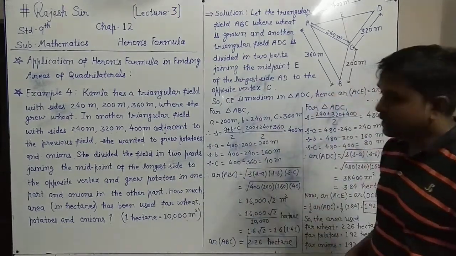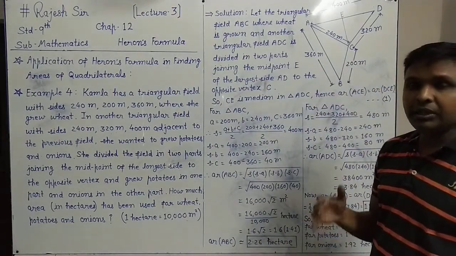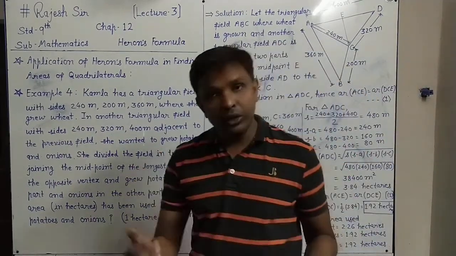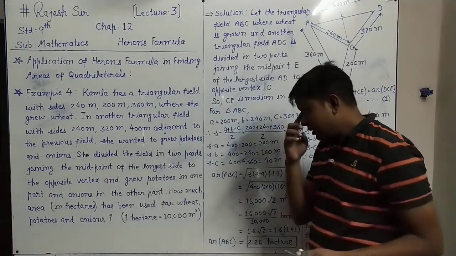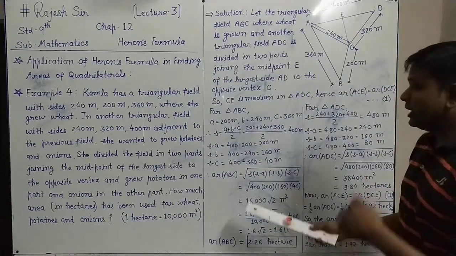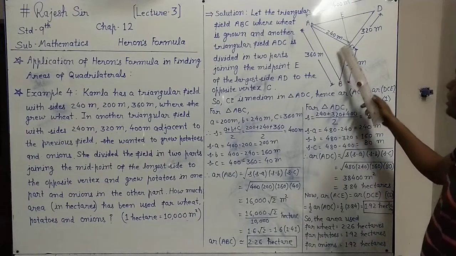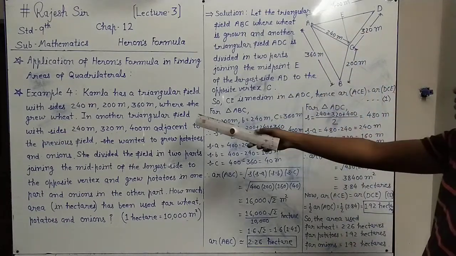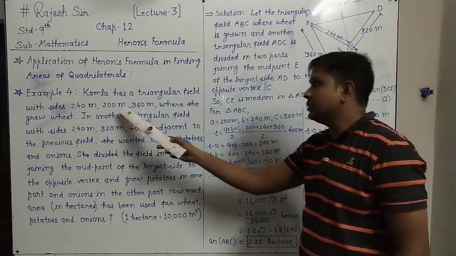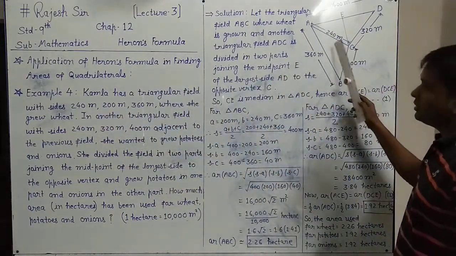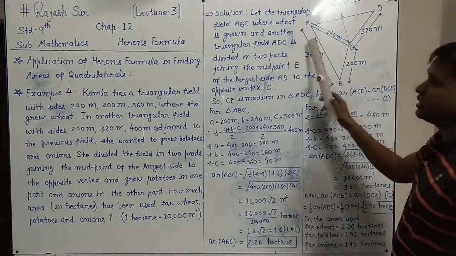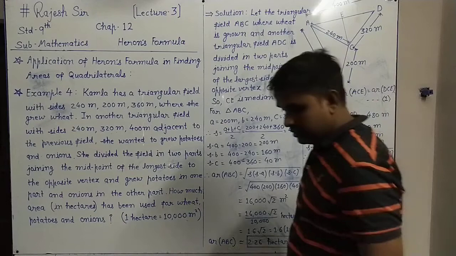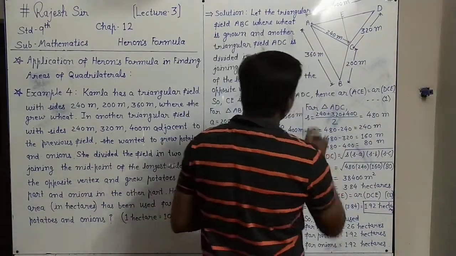So we want to find in how much area the wheat is grown, how much area the potato is grown, and how much area the onion is grown. Those three areas we want to find here. For that, the figure is shown here. Let triangle ABC be the first triangular field with sides 240, 200 and 360 meter, where Kamala has grown wheat.